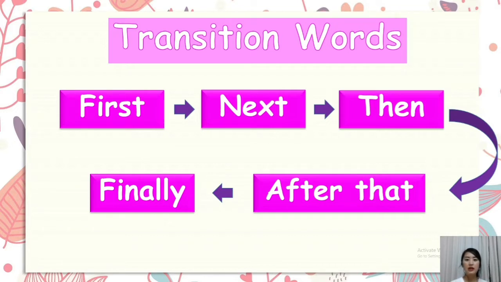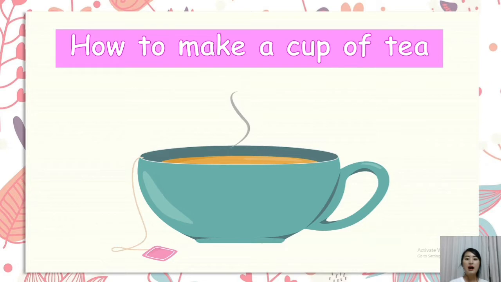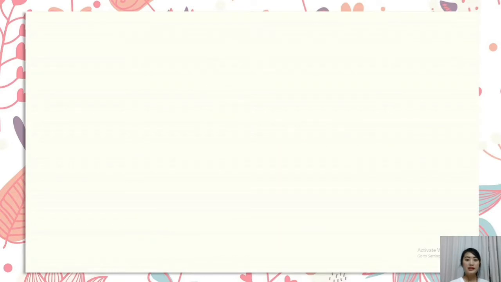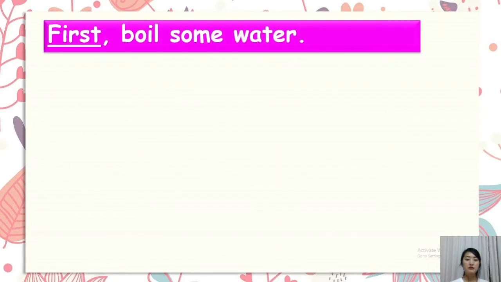For example, how to bake brownies. What are the steps in baking brownies? To show the sequence of those steps, we need to use these transition words. For example, this one, how to make a cup of coffee. So what are the steps in making a cup of coffee? First, that's a transition word. First, boil some water. Please read with me.